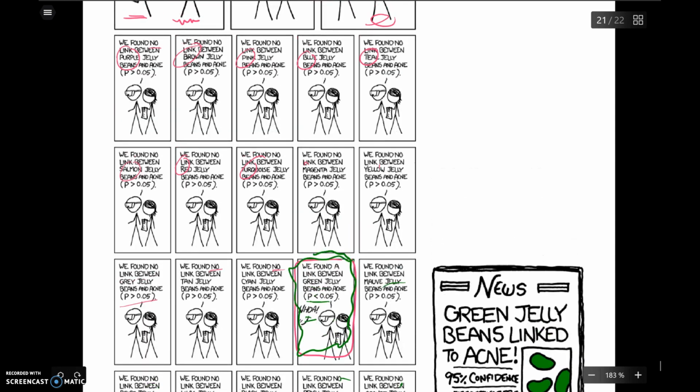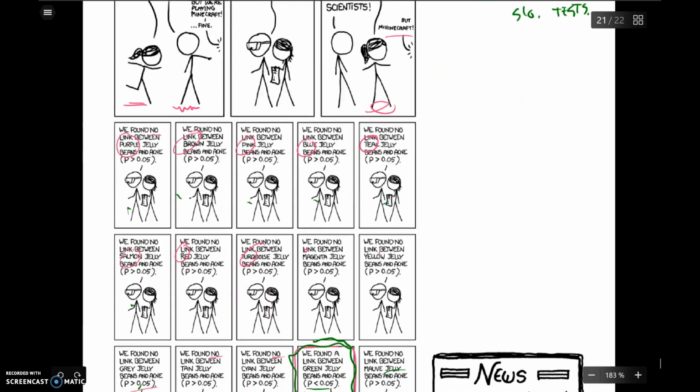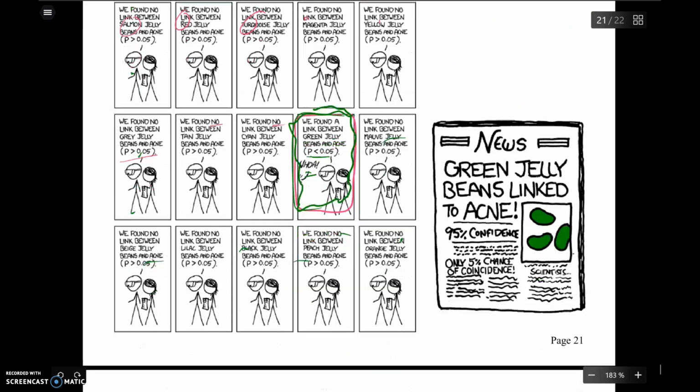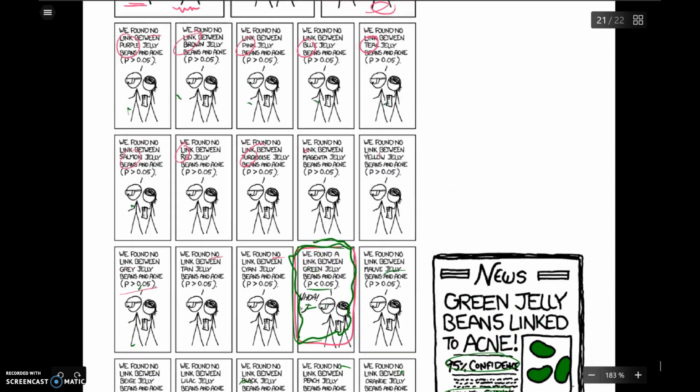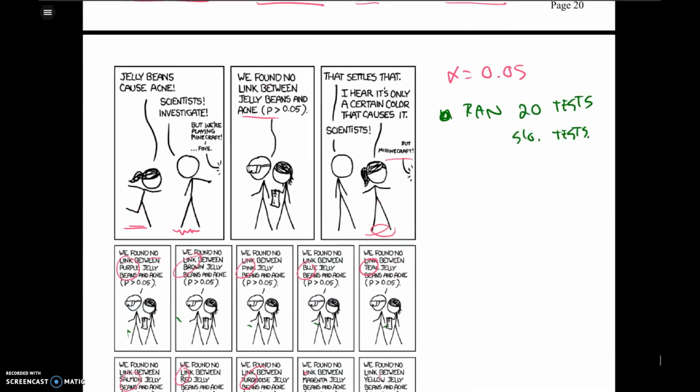So it looks like they ran 20 tests. 20 different significance tests. And they found a significance on one of them. So they publish in the paper, green jelly beans cause acne, 95% confidence, only a 5% chance that something like that would happen just due to random chance.